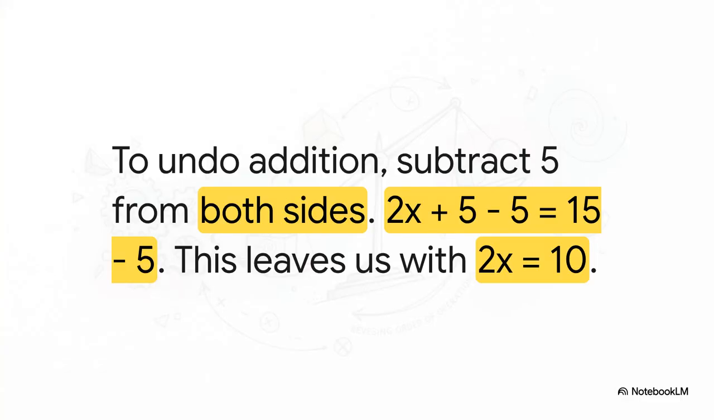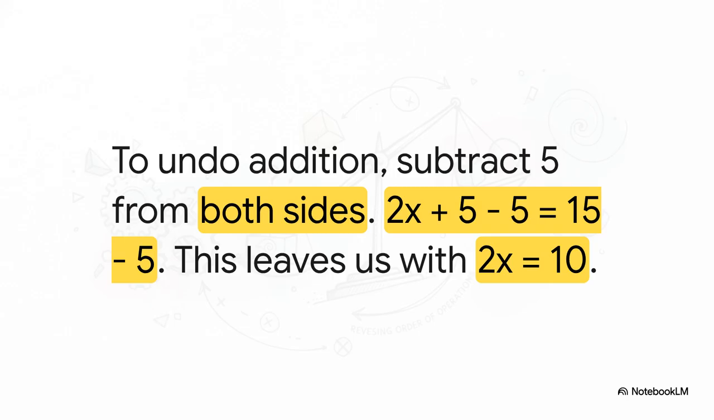So, following our SADMAP rule, we deal with addition or subtraction first. We've got a plus 5 here. How do we get rid of it? We do the exact opposite. We subtract 5. And here's the golden rule of algebra. You have to remember this. To keep everything fair and balanced, whatever you do to one side, you have to do to the other. So we subtract 5 from both sides. That leaves us with 2x = 10.